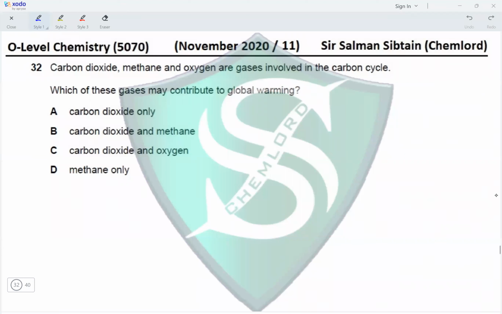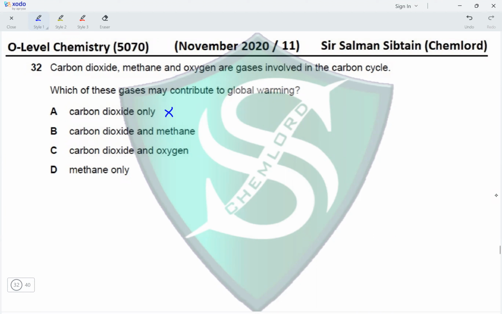Question 32. Carbon dioxide, methane, and oxygen are gases involved in the carbon cycle. Which of these gases may contribute to global warming? Carbon dioxide and methane. Carbon dioxide and methane are greenhouse gases. Oxygen is not. So A says carbon dioxide only.